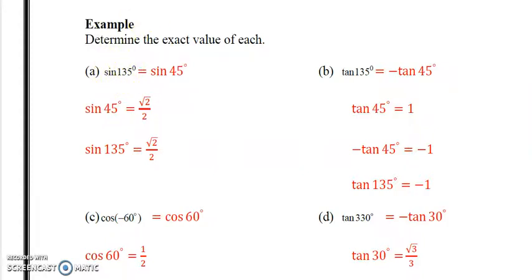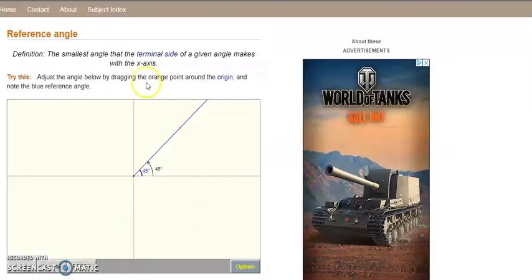All right? So to make sense of that, if I asked you for the sine of 225, you'll notice your reference angle again is 45.